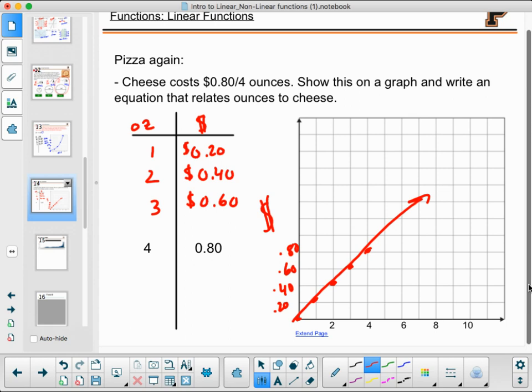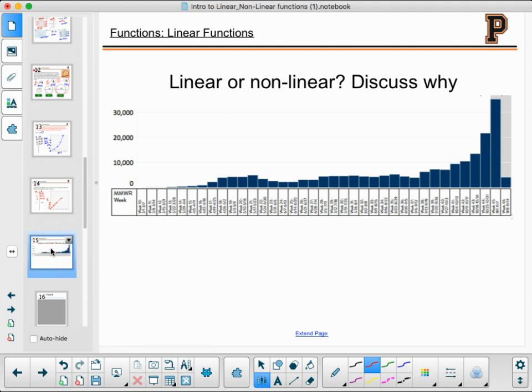A lot of differences out there between these two different types of functions. The biggest thing is understanding why, all right? This is a different type of graph. It's a bar graph. You can see that this is nonlinear change.